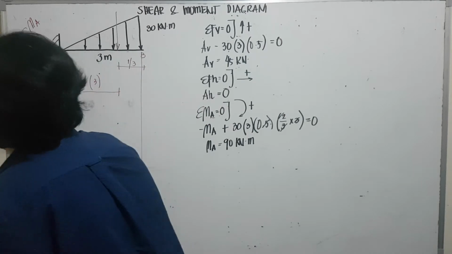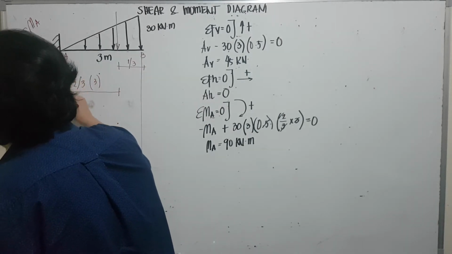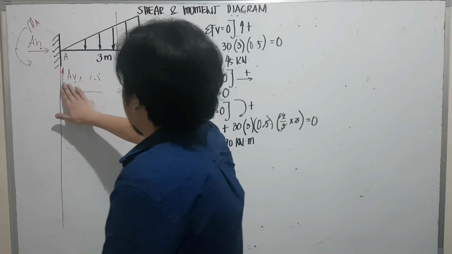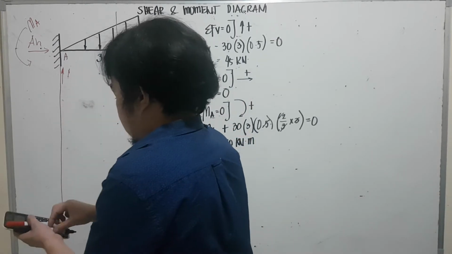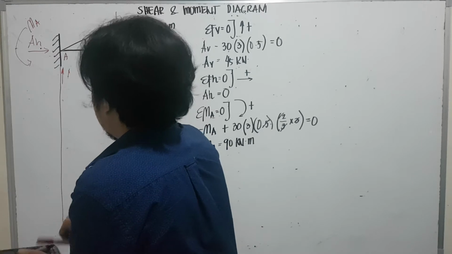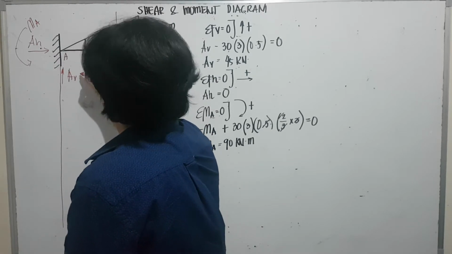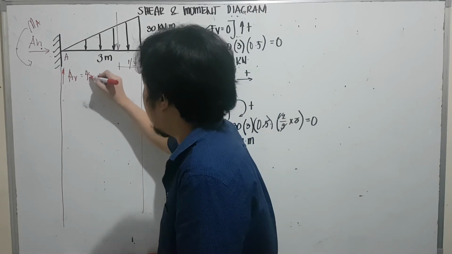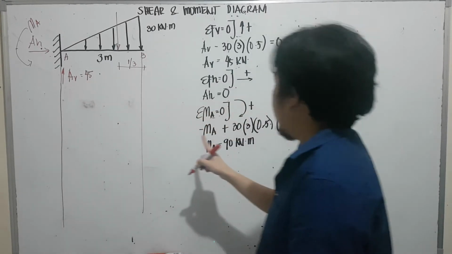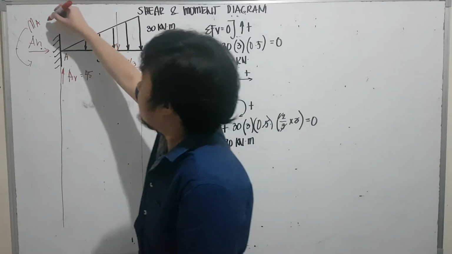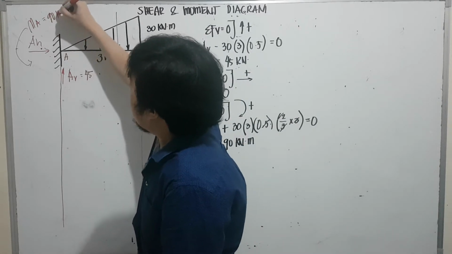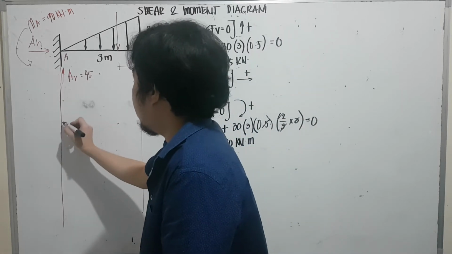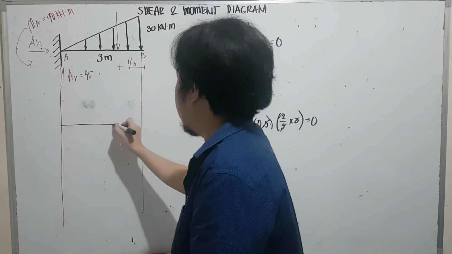Okay, this is A vertical, and that is equivalent to 45. Moment at A is equivalent to 90. Okay, so we can now draw our shear and moment diagram.